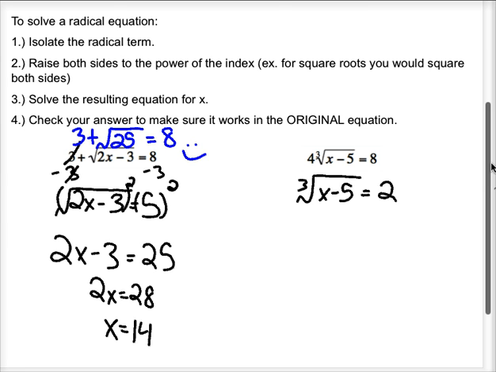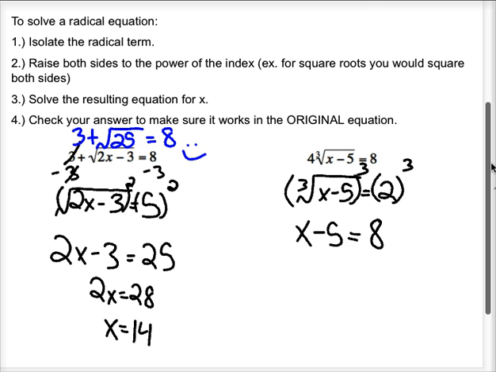Now remember what I said. When we're looking to get rid of it, you have to raise both sides to the index. So here, the index is 3. So I have to raise both of these to the third power. Just like with the square root, when you raise a cube root to the third power, all it does is erase your root. Your root is now completely gone. And then 2 cubed. Now here, don't be that kid that tells me still that it is 6. 2 cubed is 8.